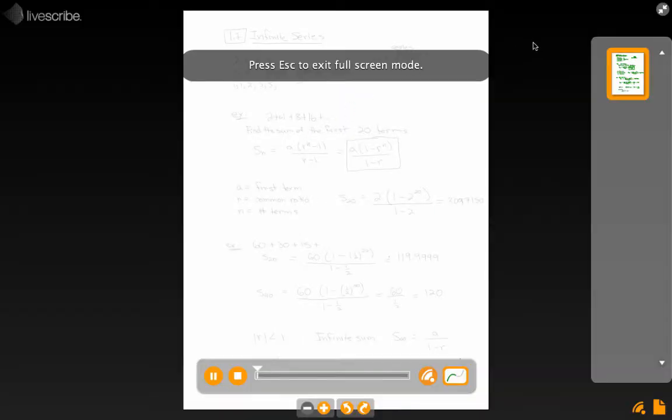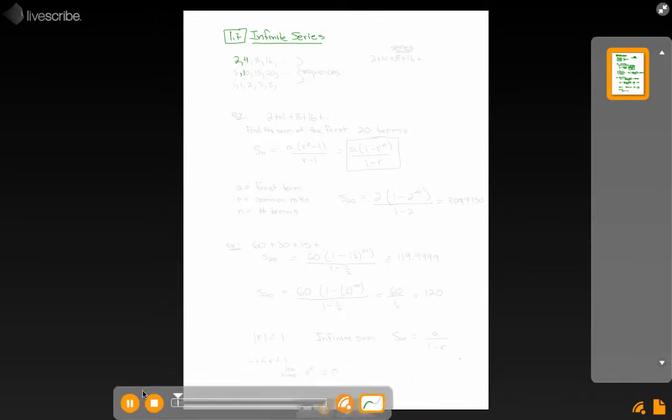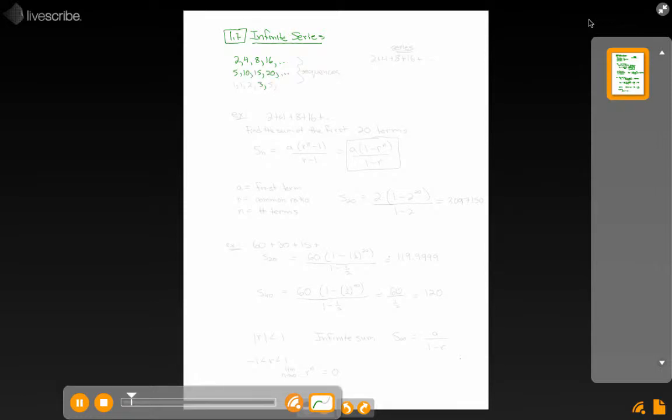This lesson comes out of section 1.7, Infinite Series. First of all, just to recall the difference between a sequence and a series. A sequence is a list of numbers, so 2, 4, 8, 16, etc. 5, 10, 15, 20. Can be arithmetic, geometric, or any other strange list of numbers. We looked at something here called the Fibonacci sequence. And so these are all sequences. Any list, basically, is a sequence.